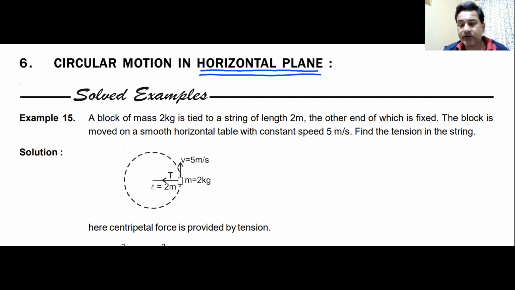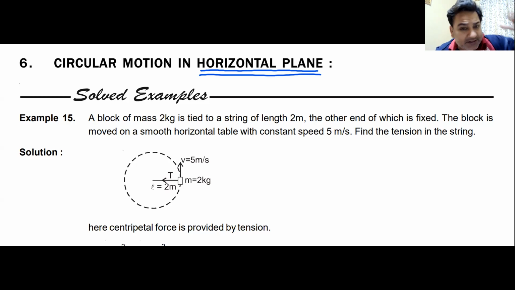Any example of circular motion in a horizontal plane? Moving of a car, sir. We're talking about circular motion here. So a car turning on a circular track is motion, circular motion in a horizontal circle.